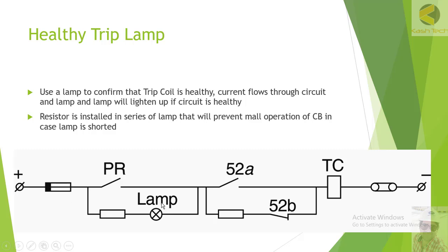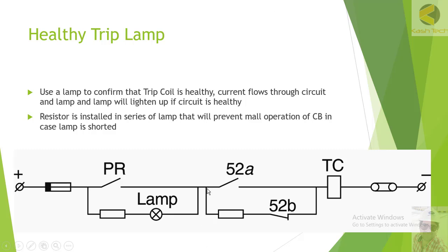For example, there are two conditions which have to be monitored by this lamp. One is the open position of the breaker, one is the closed position. So first we will check the open position, how this lamp is monitoring the healthiness of the tripping coil. This is the open condition. Now you can see the positive supply, which is solid positive, which is coming to the lamp through this resistor, and then negative you can see from here, because this breaker is open, so this contact is open, 52A is open.